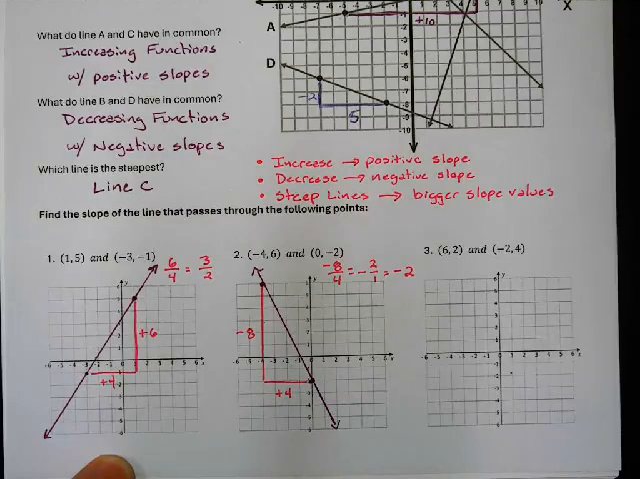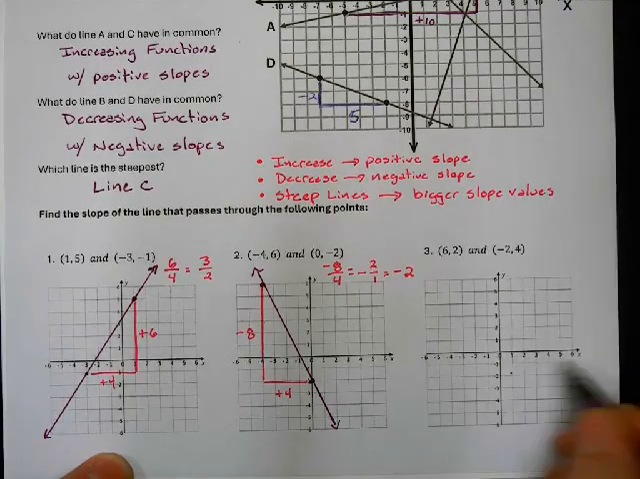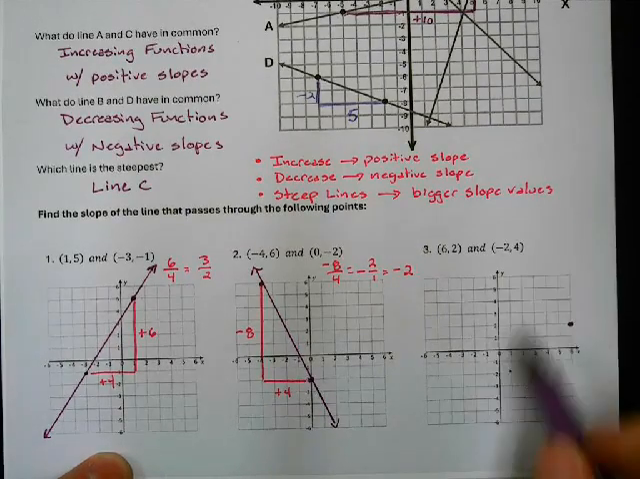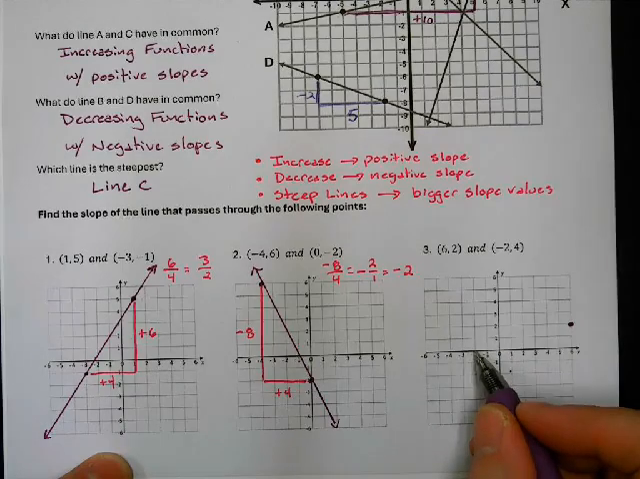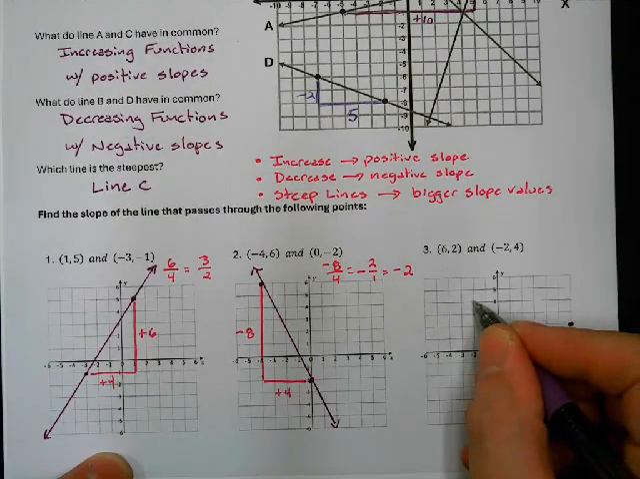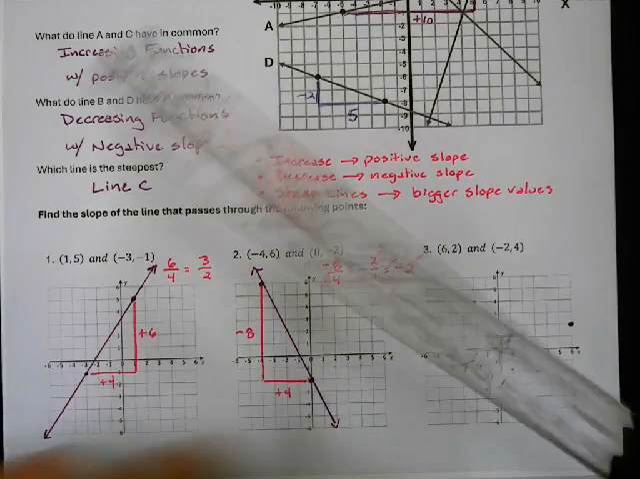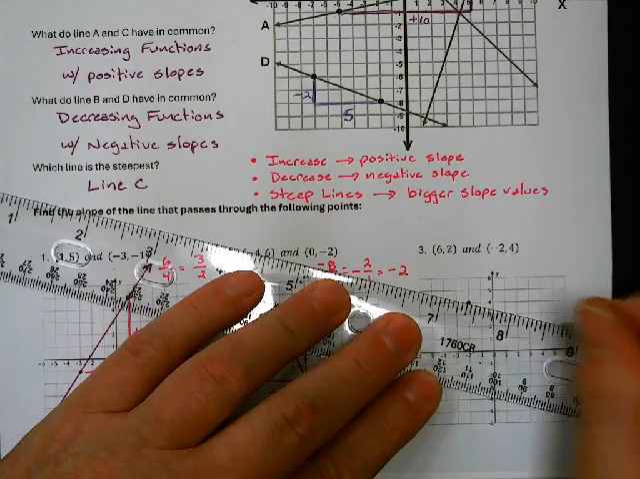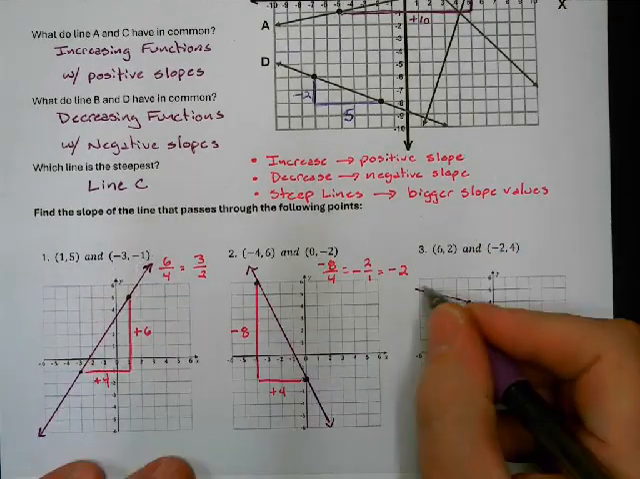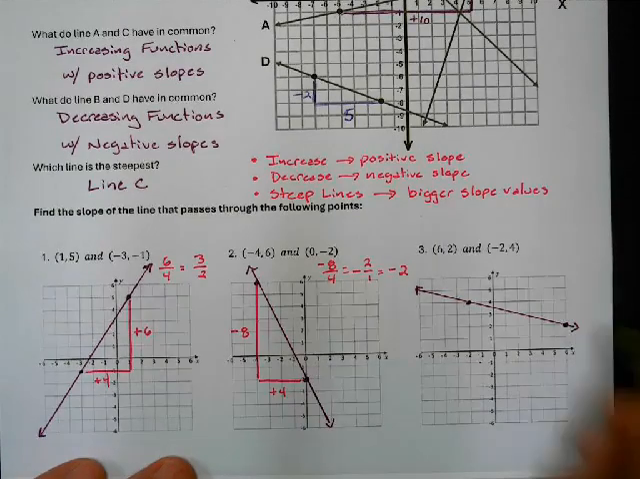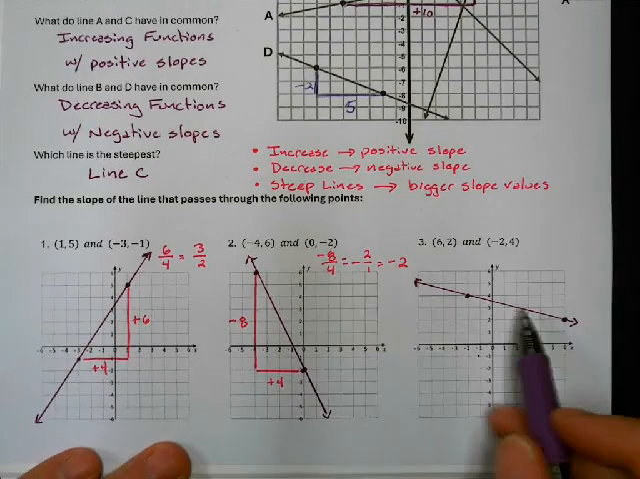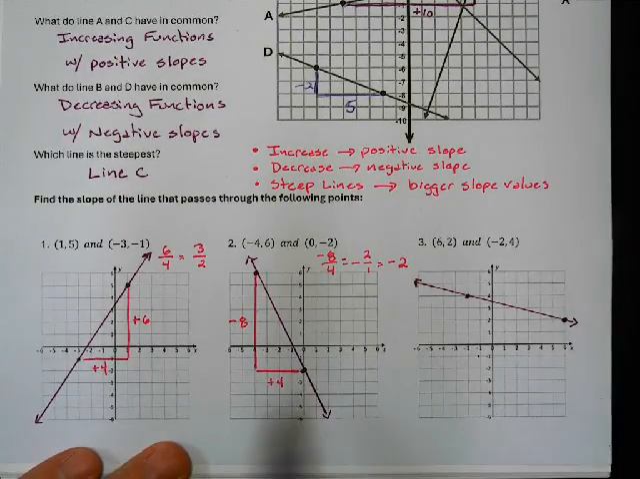All right, 6, 2. That means they go right 6 and up 2. Negative 2, 4. That means I go left 2 and up 4. All right, there's our line. Take a second to make some predictions here. Positive or negative slope? Is this steeper or less steep? So should we have a bigger slope number or a smaller slope number? Did you get your prediction? Let's see how it goes.